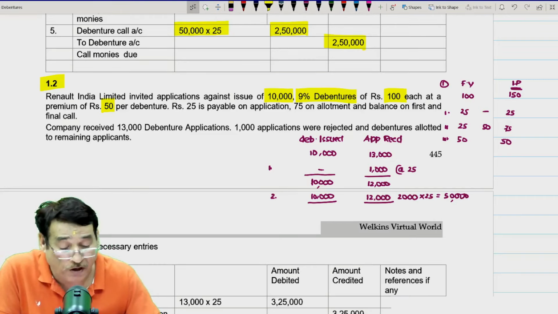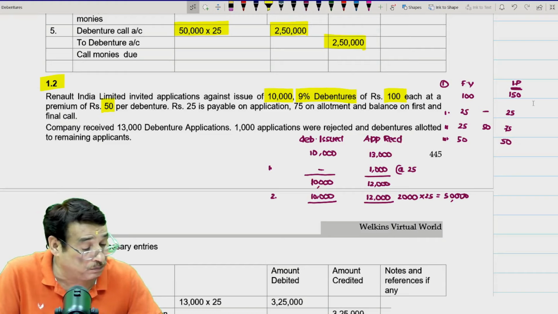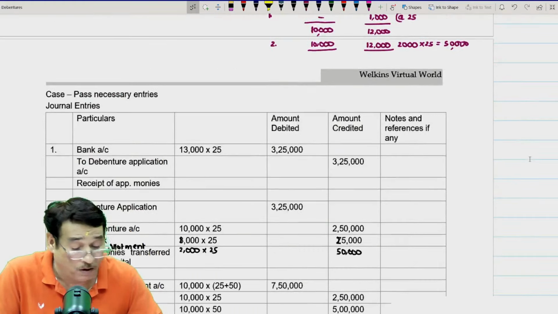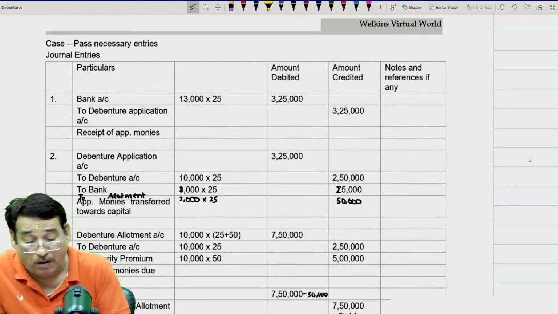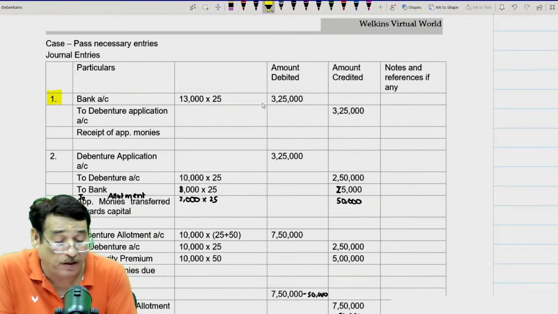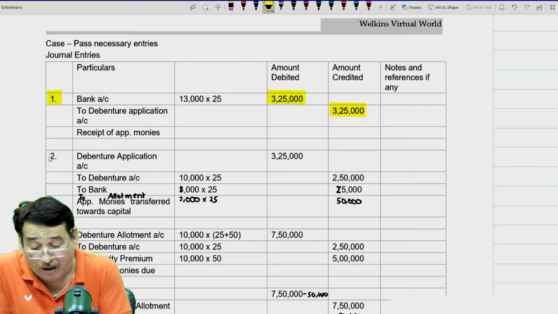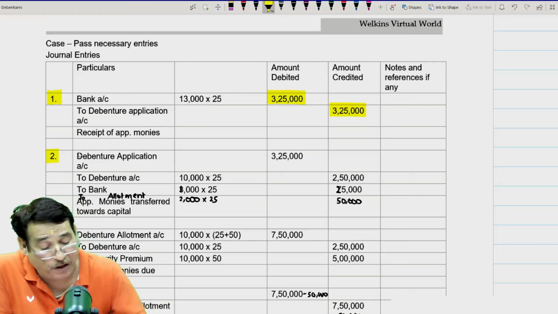So your first entry in this particular case will be bank account debit, of course. Bank account debit 13,000 into 25, 3 lakh 25,000. Now we will adjust the debenture application money.